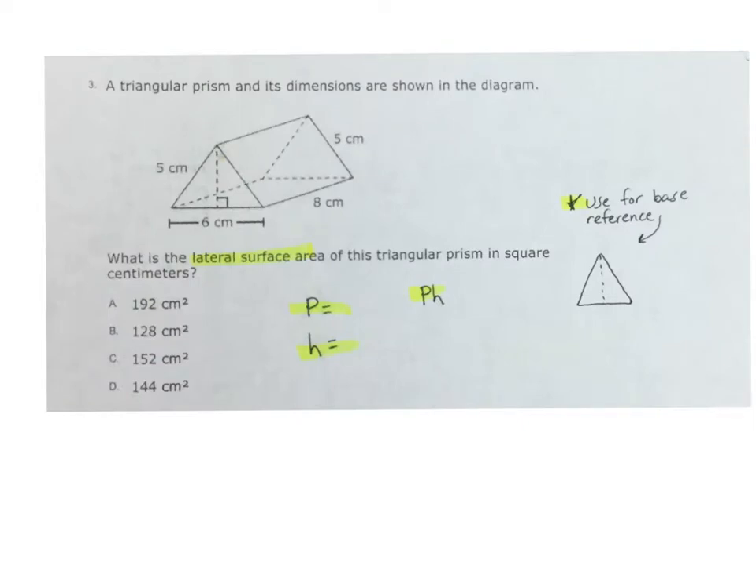Question number 3. A triangular prism and its dimensions are shown in the diagram. What is the lateral surface area of this triangular prism in square centimeters? Lateral surface area, formula there.